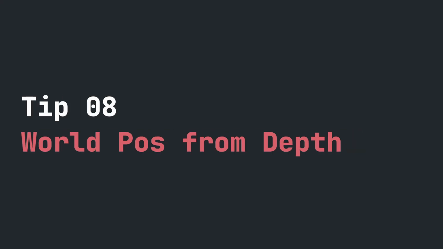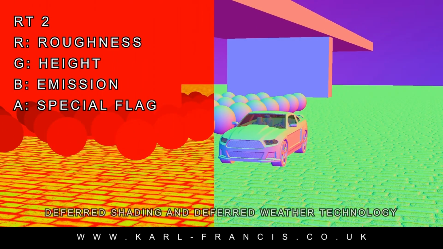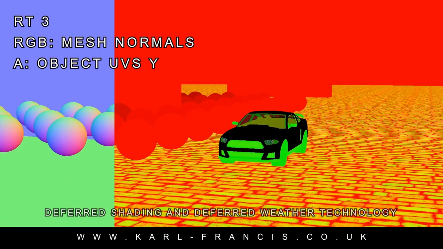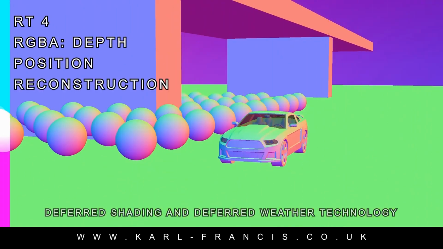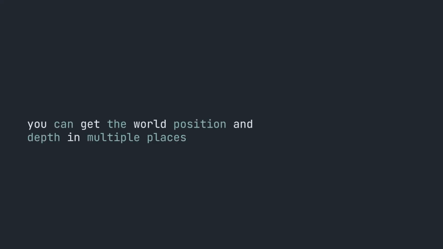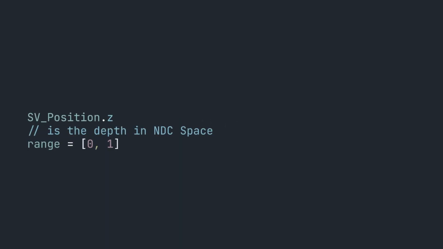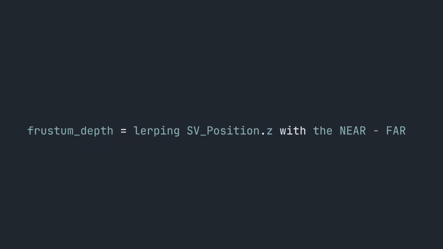Tip 8. Acquiring worldpos from depth. When making shader effects, you will often require the world position of the pixel. But if you have a forward renderer or a deferred renderer without the world position, which you should have, it can be hard to get the world position. Well, you can get the world position from the depth in various ways. SV_Position.z is your depth in NDC space if you render, for example, an object like a model. Lerping that with the near and the far plane will get you the depth in the frustum.